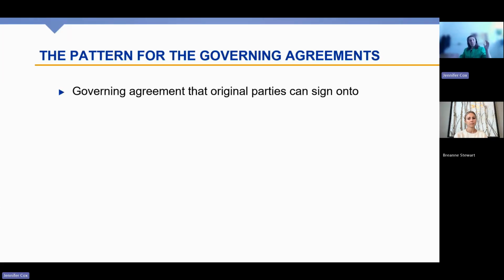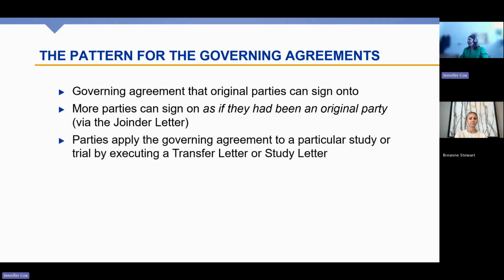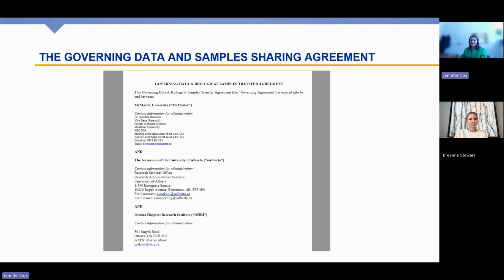So first, there's a governing agreement, a PDF document that everyone signs that has 90% of the terms. Then more people can join to sign on as if they had been an original party to that governing agreement by signing a joinder letter. And last but not least, parties apply the governing agreement to a study by executing either a transfer letter or a study letter. So it follows that same pattern: main agreement, other parties can sign on by a joinder agreement, and people actually execute it for a study with a transfer letter or study letter. All right, so let's get into it.